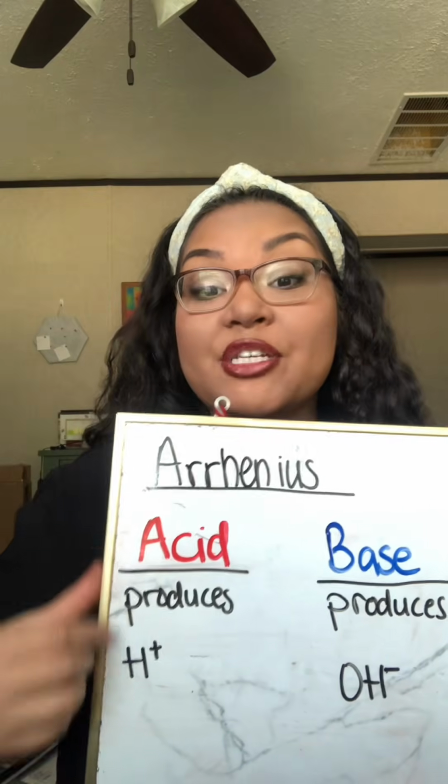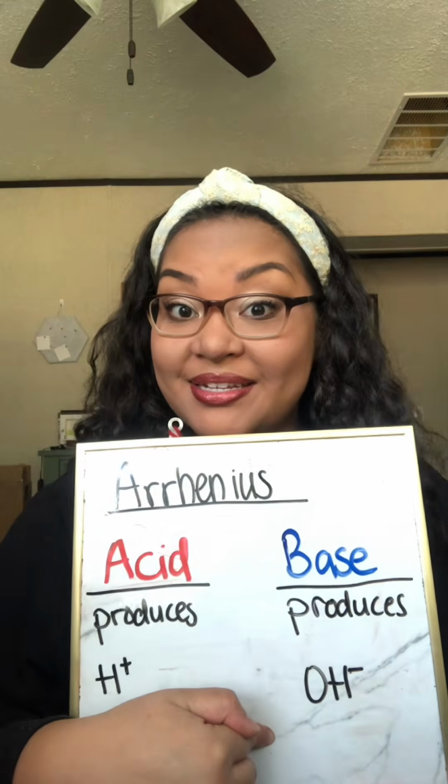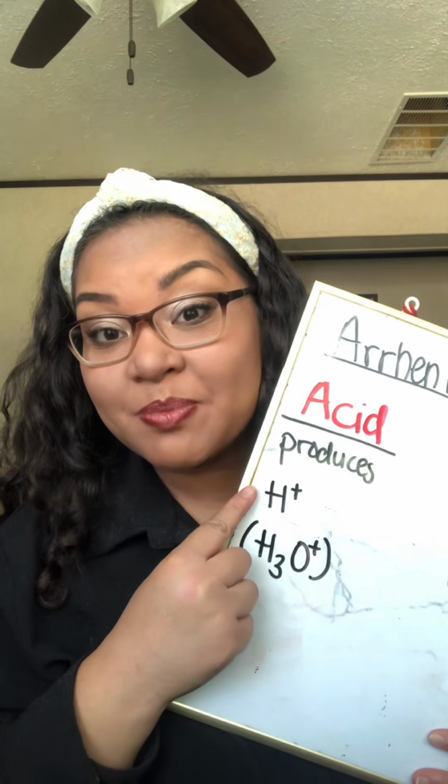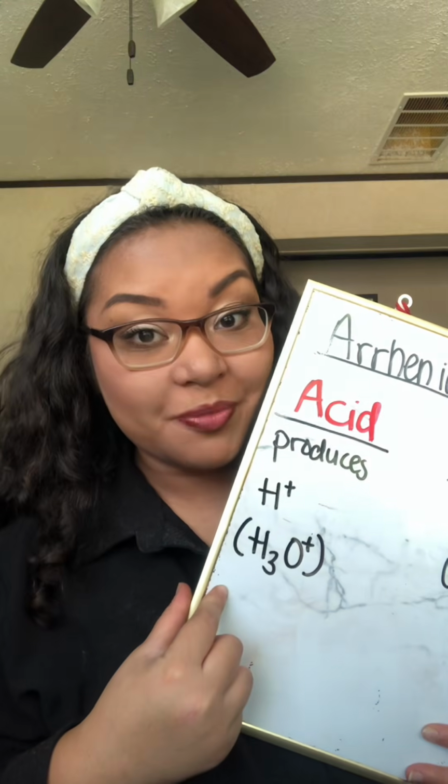An Arrhenius acid produces an H+ in aqueous solution, whereas the base produces an OH−. H+ is great for mathematics, but it's really unstable, so we will usually see that expressed as H3O+ in solution. Now this is a great starting point, but Brønsted and Lowry had a slightly different viewpoint.